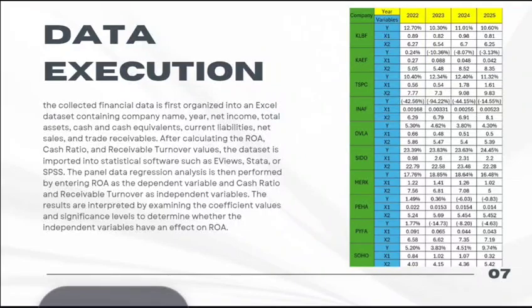Once the dataset was complete, I imported it into a statistical software, in my case EViews, to run panel data regression using ROA as the dependent variable and cash ratio and receivable turnover as the independent variables. Finally, I interpreted the results by looking at the coefficients and significance levels to see whether these ratios actually affect ROA.